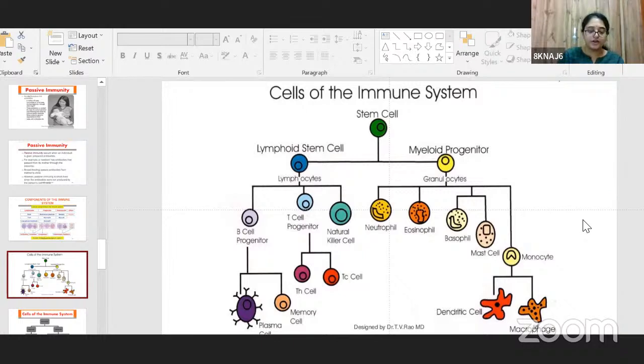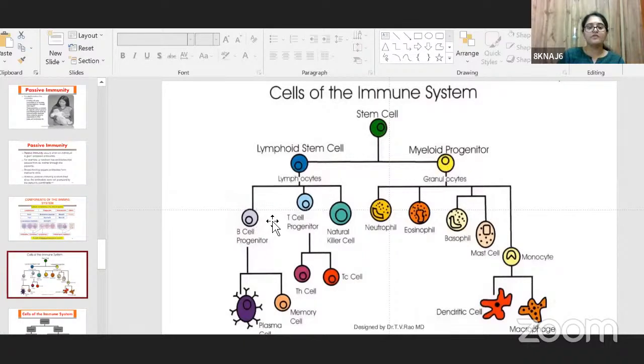So there are two to three different pathways that are there. As you can see, the stem cells give rise to the myeloid progenitor cells and the lymphoid stem cells or lymphoid progenitor cells for that matter. These give rise to the granulocytes and the lymphocytes, or agranulocytes and granulocytes, whatever you call them. You can call them later, we'll come to that.